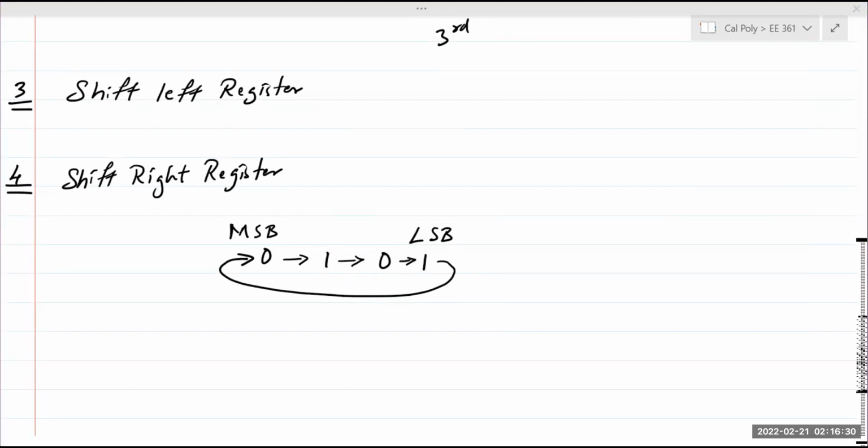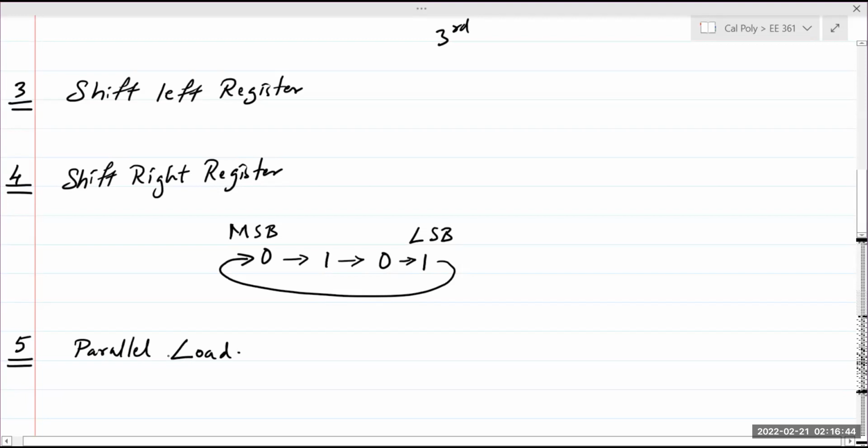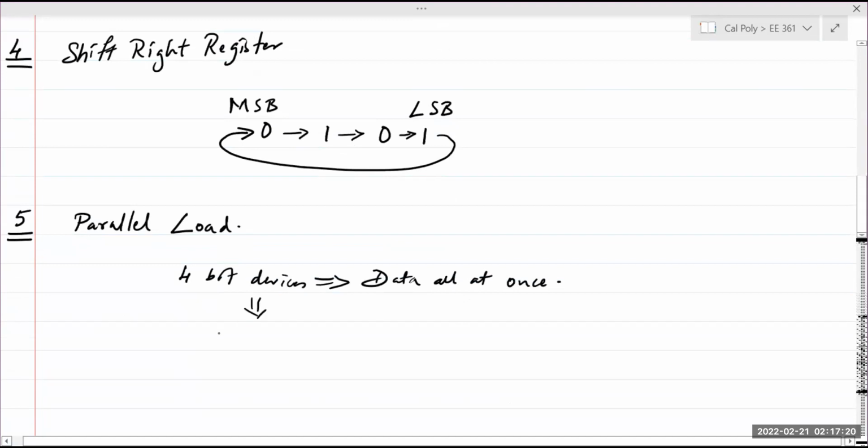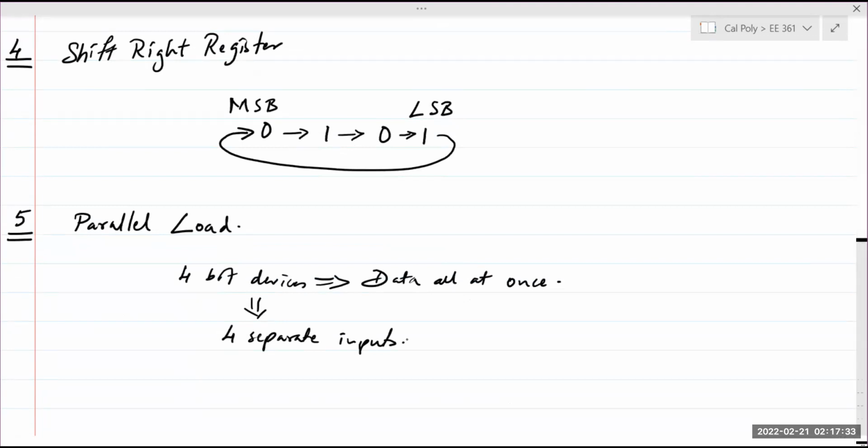Question number 5 asks you about a parallel load. Well, as the name suggests, the data comes into the device in parallel. So here we all had serial shift registers, right? Serial input, and so data comes in one by one. In parallel, data lines are all at once, meaning if there are 4-bit devices, data is loaded all at once, or data is transferred all at once by using 4 separate lines, or 4 separate inputs. If it is a 2-bit device, then it has 2 inputs. If it is a 3-bit device, it has 3 inputs, and so on and so forth.